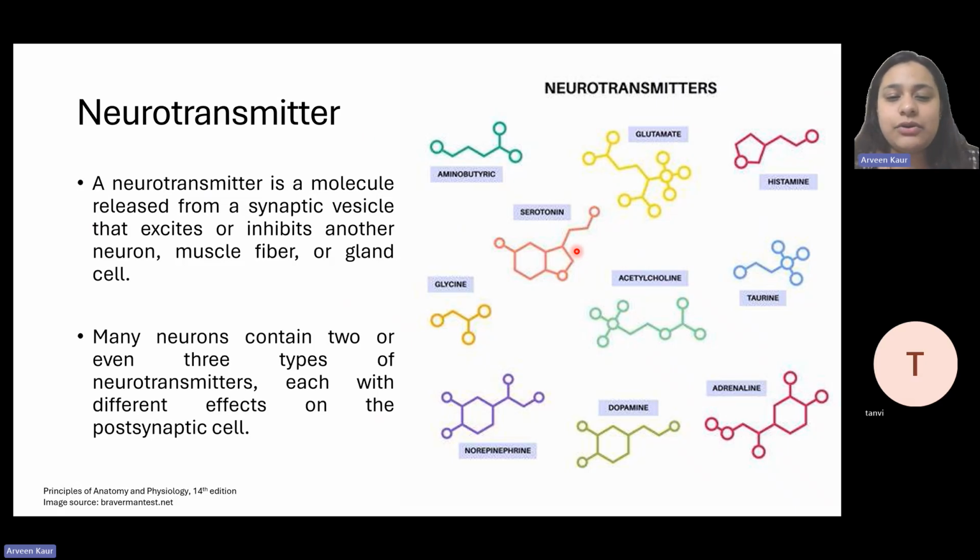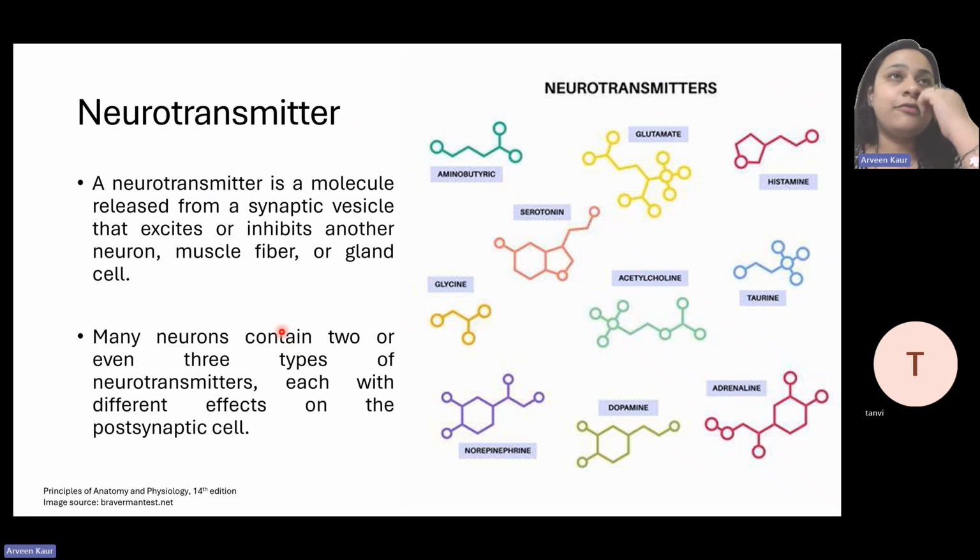Many neurons contain two or even three types of neurotransmitters, each with different effects on the postsynaptic cell. So it is not important that one kind of neuron will have one kind of neurotransmitter and that will be released, and the postsynaptic cell will respond to that. That is not compulsory.